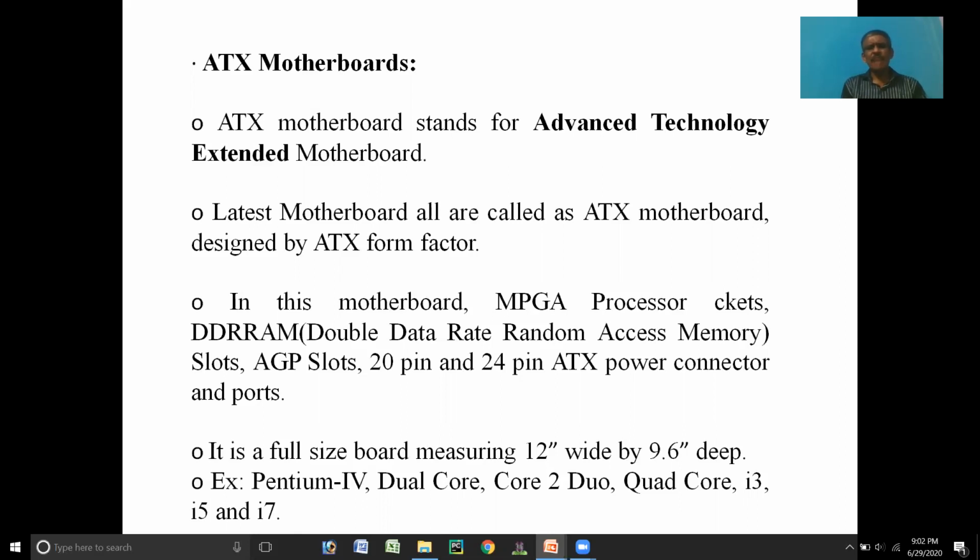After knowing that 3, lastly we moved on to the heading called types of motherboards. In that there are 4 types of motherboards. One is called XT motherboard. Second one is called AT motherboard. Third one is called baby AT motherboards. And fourth one is called ATX motherboards.